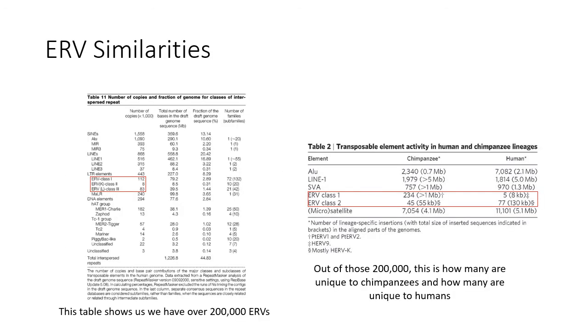So if you do this, here's an example on the left here. This is basically how many ERVs we have. That's number of copies times 1,000. If you add those up, it's close to 200,000 ERVs. And on the right, this is comparing how many are unique to chimpanzees and humans.